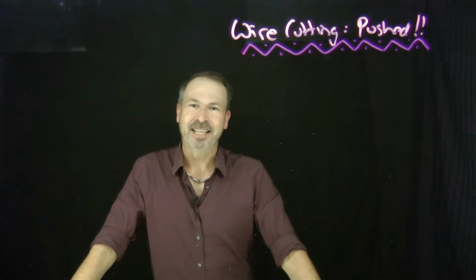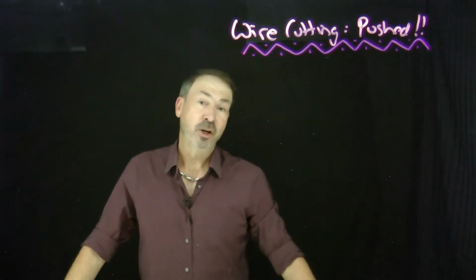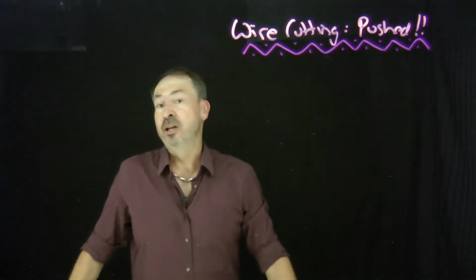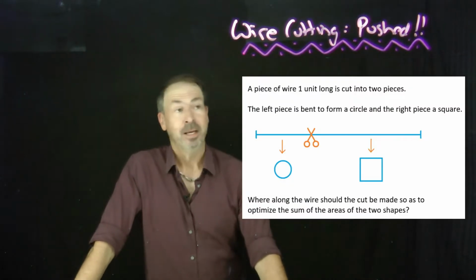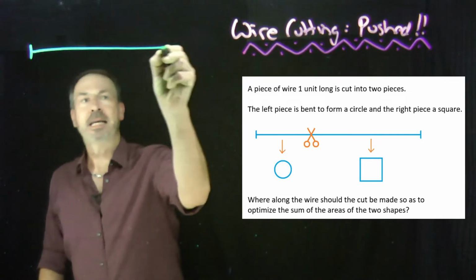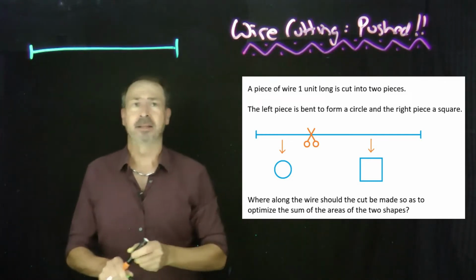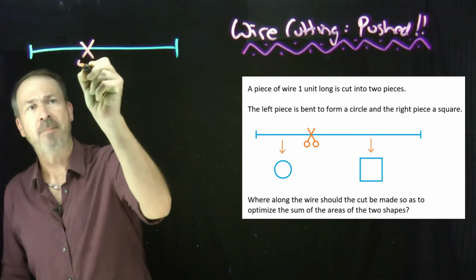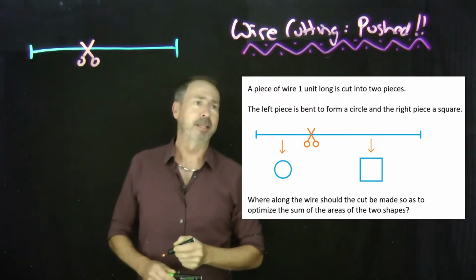G'day! Here's a classic textbook problem. It often appears in a unit on quadratics, and often in a unit on calculus as well, and it's this one. A piece of wire 1 unit long is cut to make 2 pieces. So we cut the wire somewhere and make 2 pieces, a left piece and a right piece.